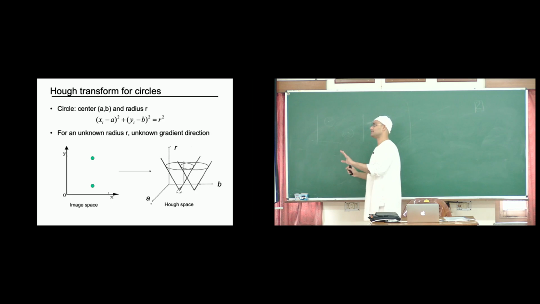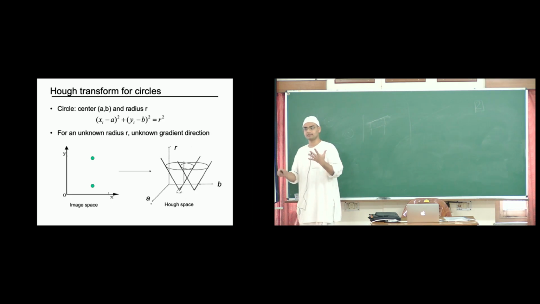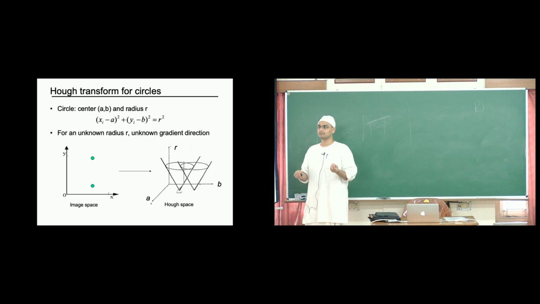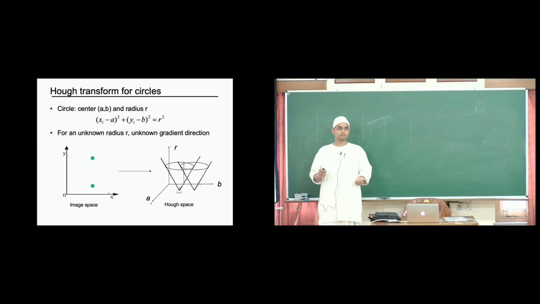Still, they are going to give votes in this 3D dimension. Whoever gets the maximum vote is the winner. You get both the center and the radius. That's all you need. Clear? A, B, R. These three parameters can represent any circle.